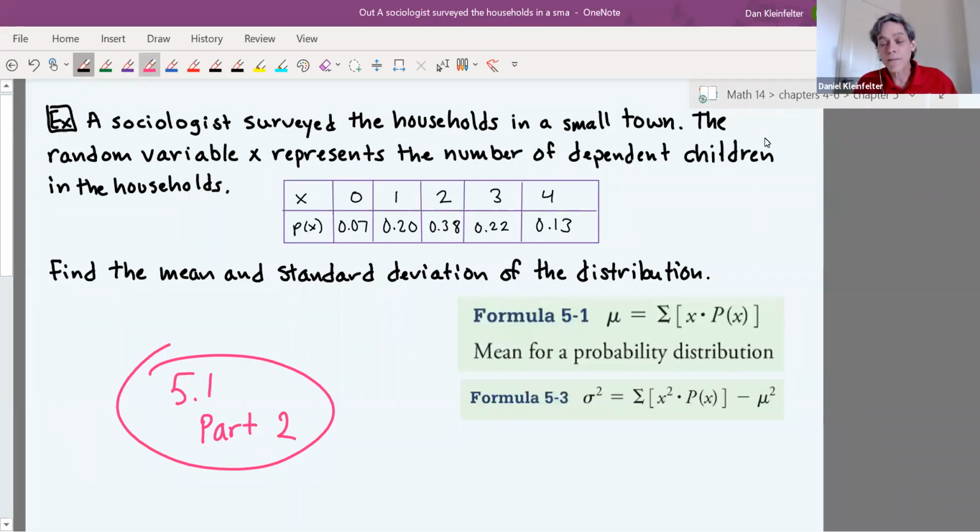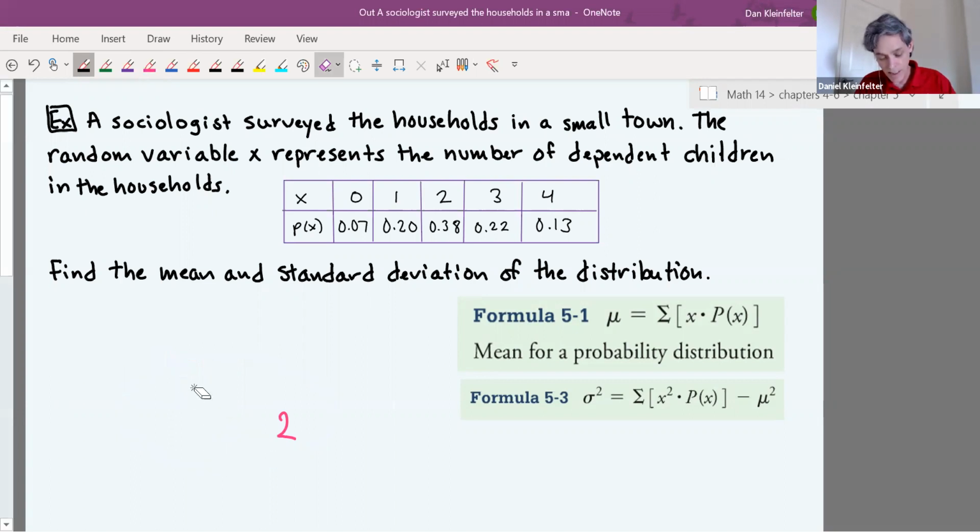Welcome back, everybody. In this video, we're continuing with section 5.1. We just got done looking at what a discrete probability distribution is and a couple of examples. And we've been looking at formulas for finding the mean and variance for a discrete distribution. So that's where we'll start here, with another example.